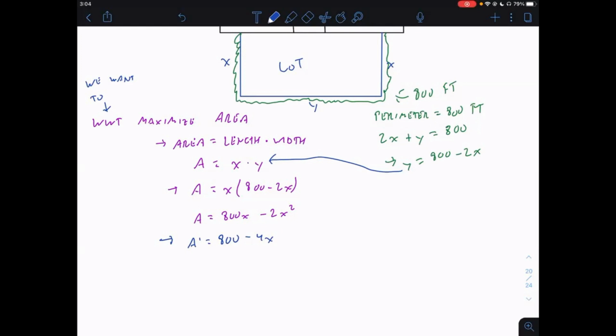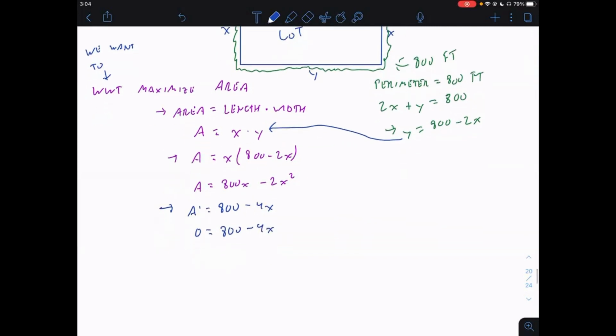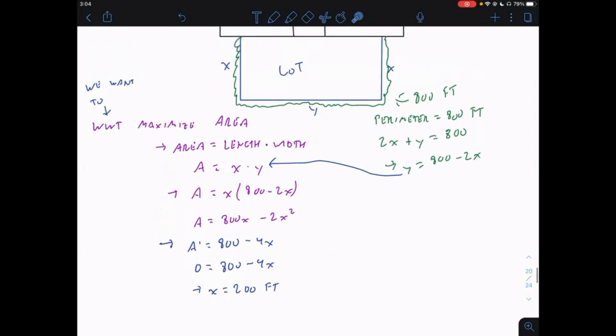We have to find the derivative of the function we're trying to optimize, and then we set it equal to 0 to find its critical numbers. So 0 equals 800 minus 4x. Using some algebra, solving for x gives us 200 feet to be more specific. Subtract 800 to the other side, negative 800 divided by negative 4 gives us 200 feet. So the sides on the left side and the right side each should be 200 feet a piece.